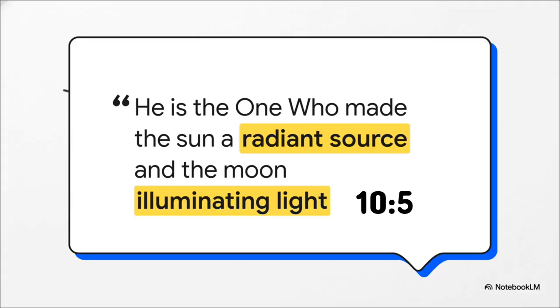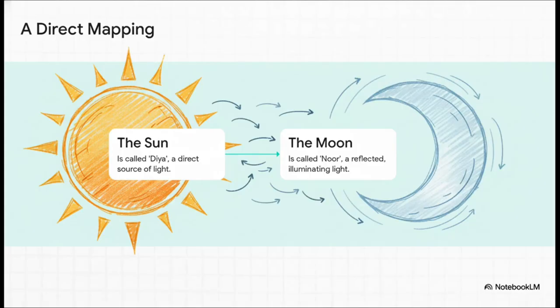All right, so keeping those two definitions in your head, let's look at the actual verse. It says God made the sun a dia, a radiant source, and the moon a nur, an illuminating or reflected light. Wow, the distinction is right there, spelled out in the text. I mean, it's a perfect match, right? The sun, which we know creates its own light through nuclear fusion, gets the word for a direct source. And the moon, which we know is just reflecting the sun's light, gets the word for reflected light.